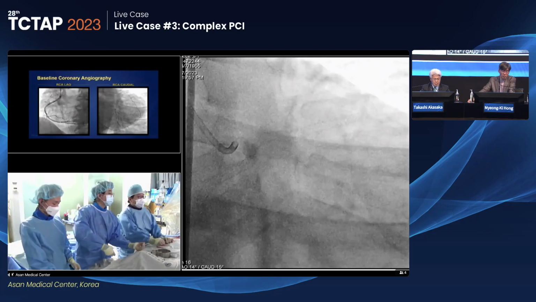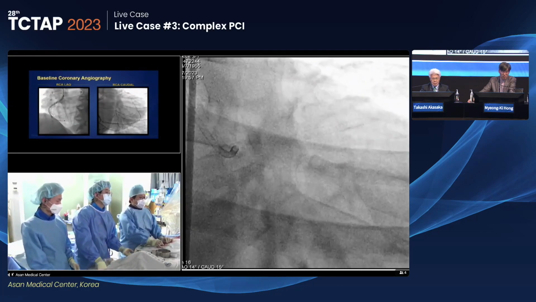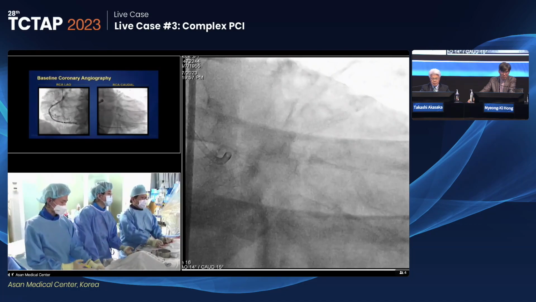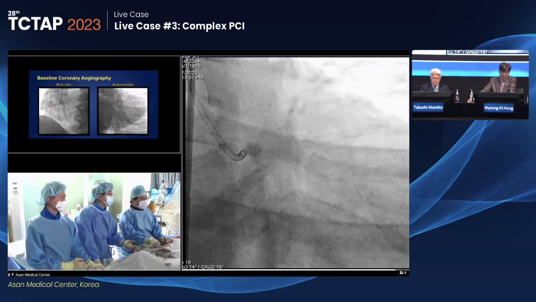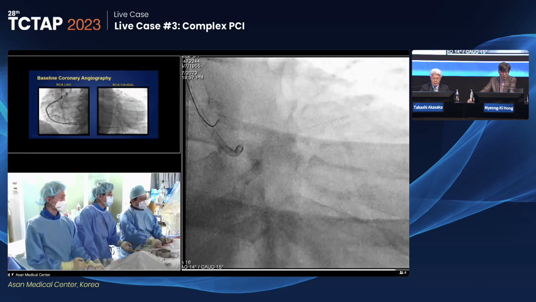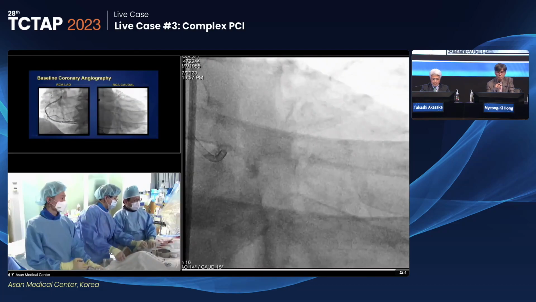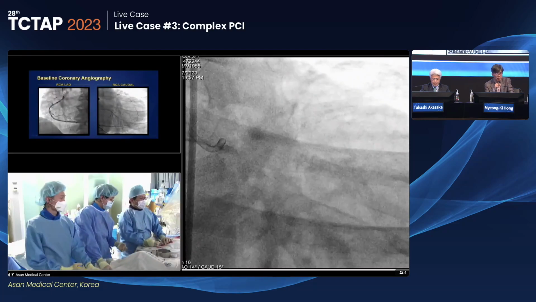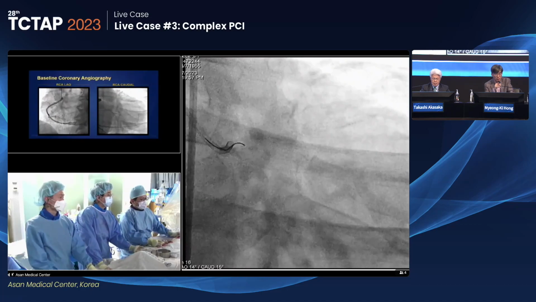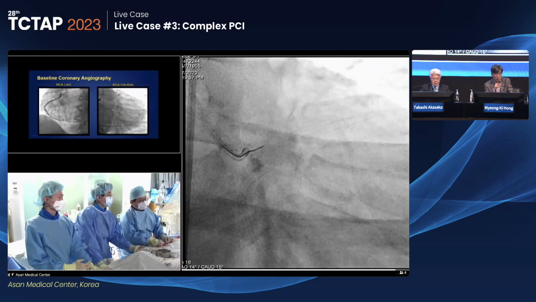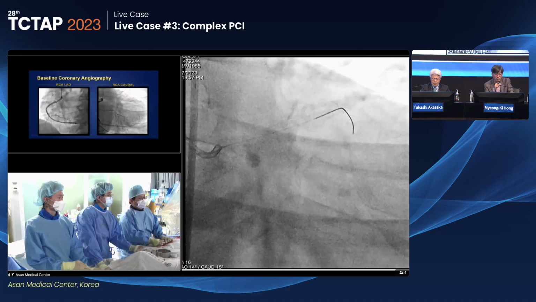Yeah, we reviewed the previous PCI. There are actually two mechanisms of the restenosis. The first is stent under-expansion. Second is neointimal hyperplasia. So based on the previous imaging, we performed the previous PCI with intravascular ultrasound guidance, and the final angiogram showed final. Let me check the angiogram.